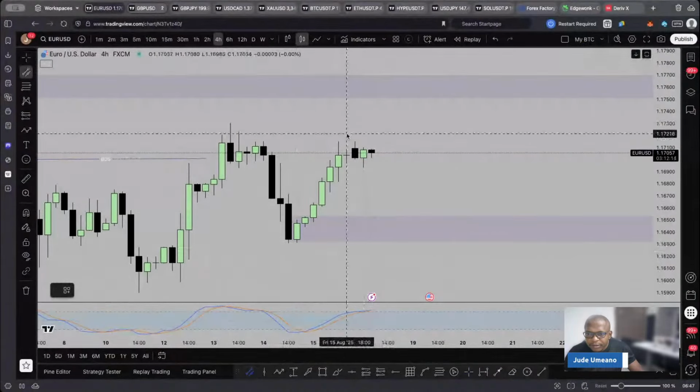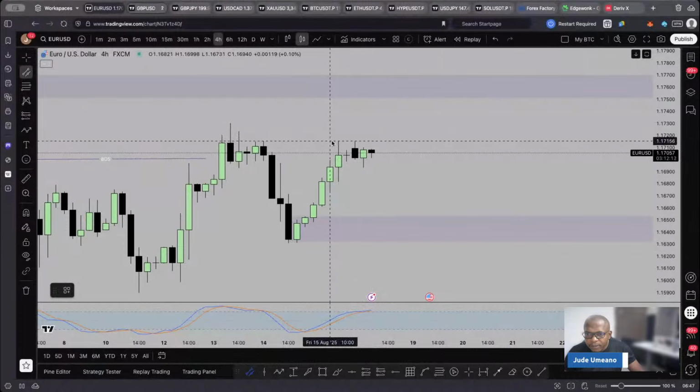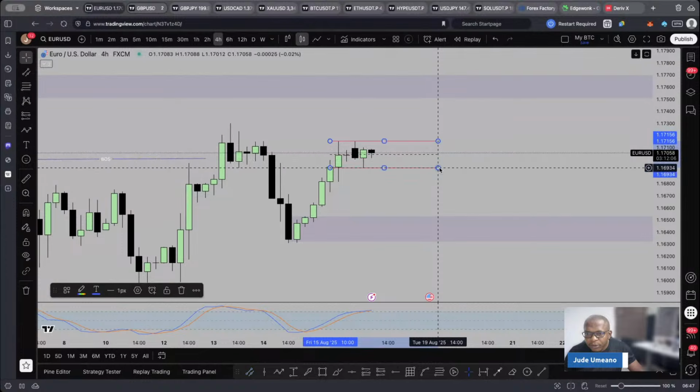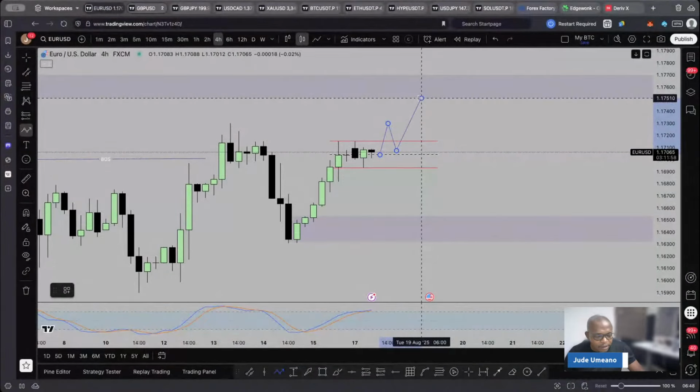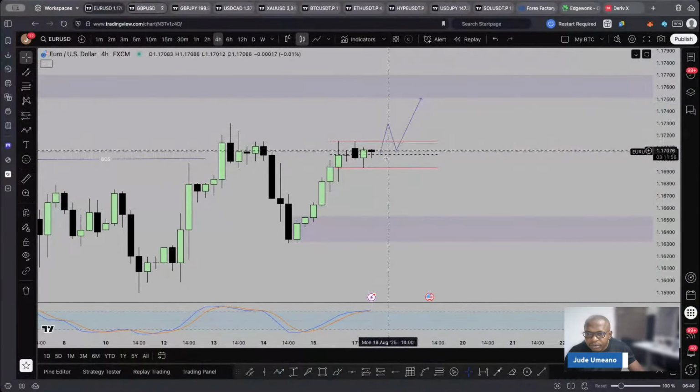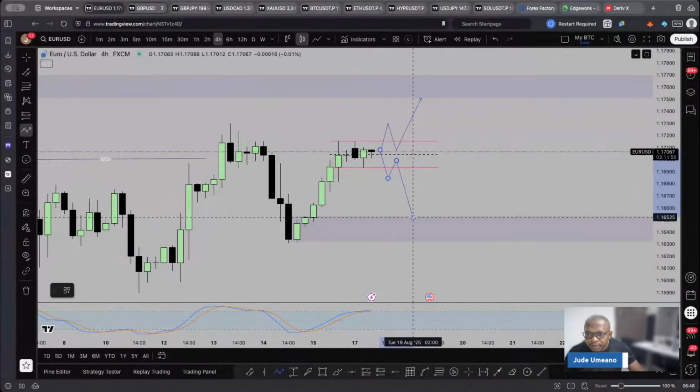I'll take my tool and mark here. So this is a high, this is a low. We are still on the 4 hours. So this is what I would expect. I would expect if this is broken, we might go higher to this point. Then if this is not broken, then we might go lower to this particular point. We might go lower if we see this happening.